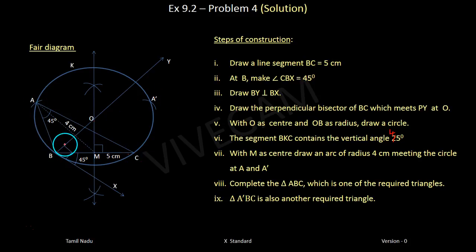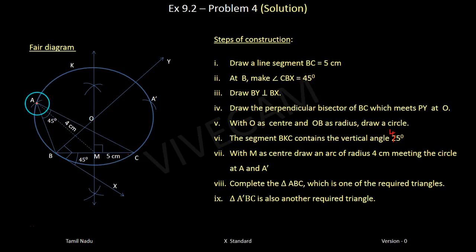Alternatively, if you join A dash and B and A dash and C, so A dash BC is also another required triangle. Either one you can use. We are using ABC. Okay. Since they say it's a median, from M we are drawing an arc of 4 cm. So this length will always be 4 cm. And that is what a median is.